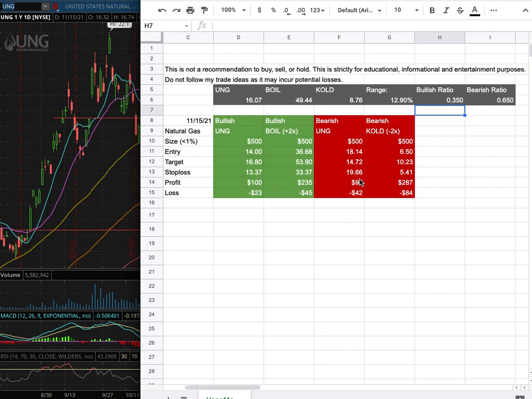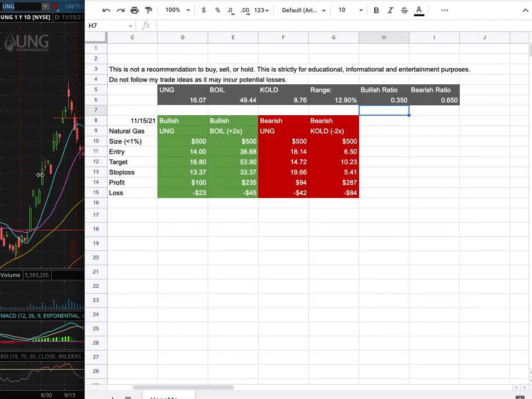However, if I were to open a short position, my entry is at $18.14, and that is this range there. My sell target is at $14.72, and my stop loss is at $19.66. So whichever entry price were to hit first, that'll be my position of the week.